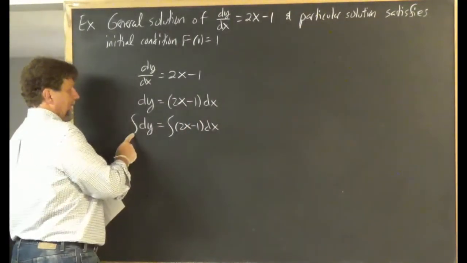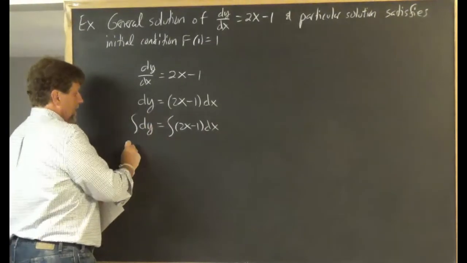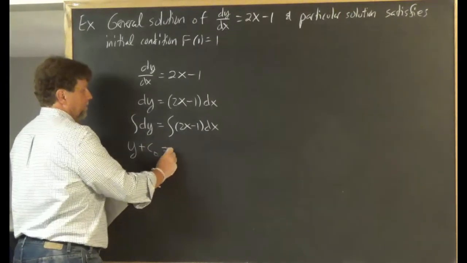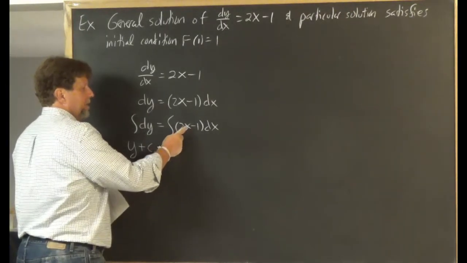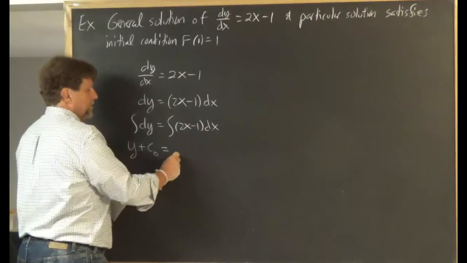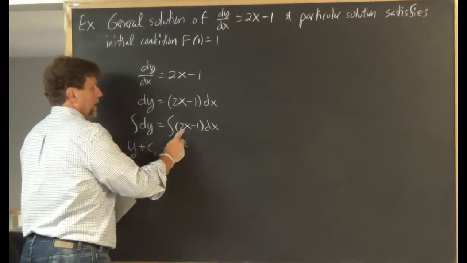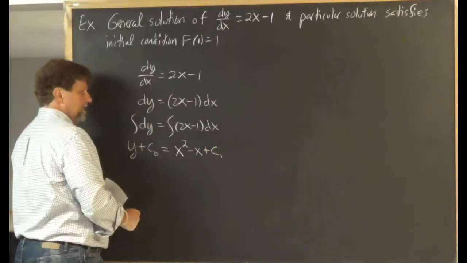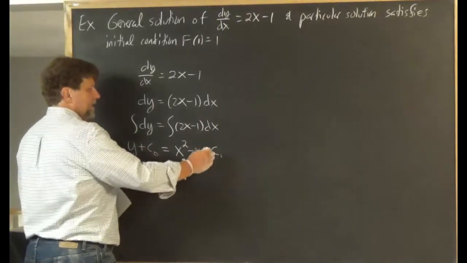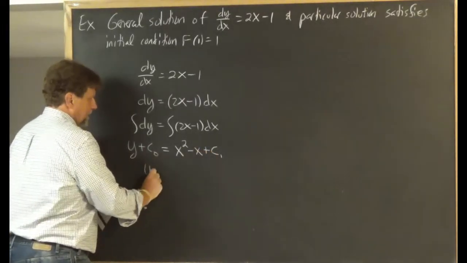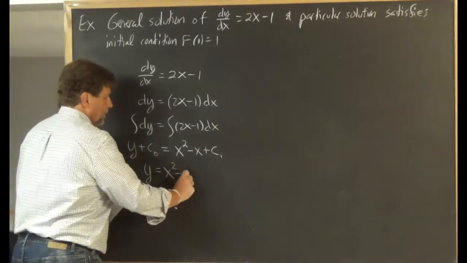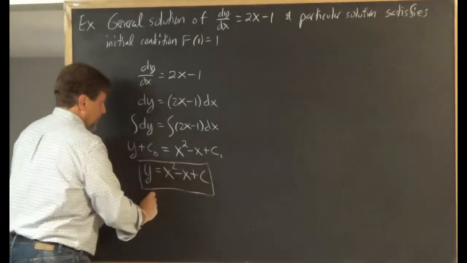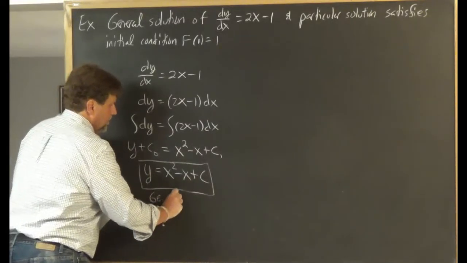Okay, over here on the left, the antiderivative of 1 dy is y plus some constant. I'll call it c sub 0. Over here on the right side, we do term by term, so the antiderivative of 2x is x squared. The antiderivative of 1 is x, plus there's a constant that I'll call c sub 1. Now I'm going to bring this constant over here and combine it with this constant to get y equals x squared minus x plus c. This is the general solution.